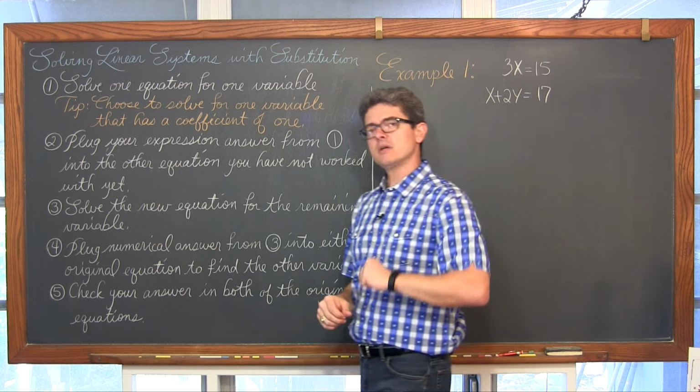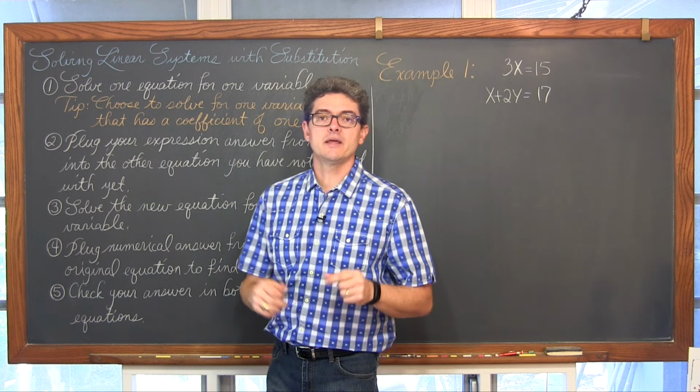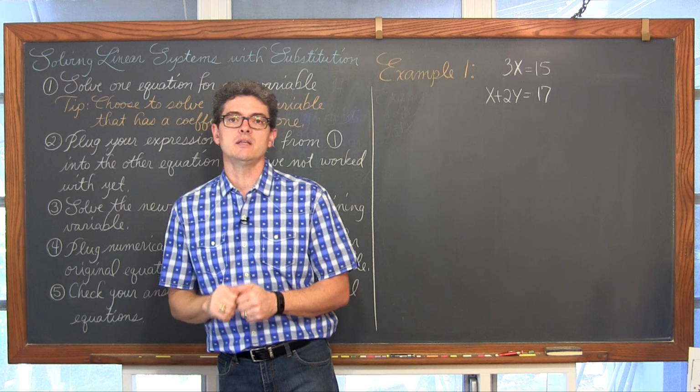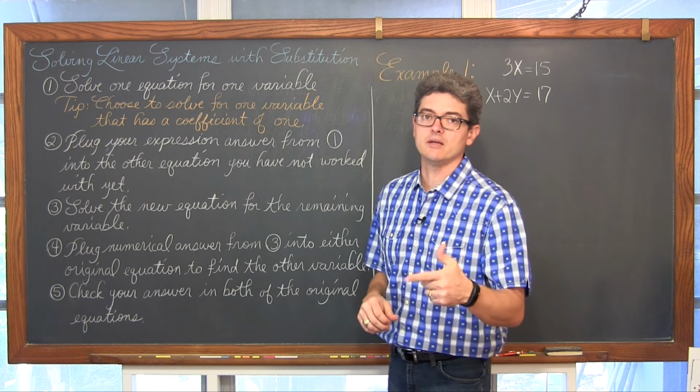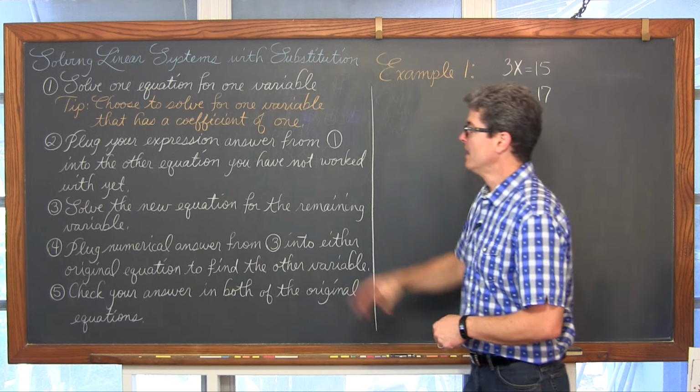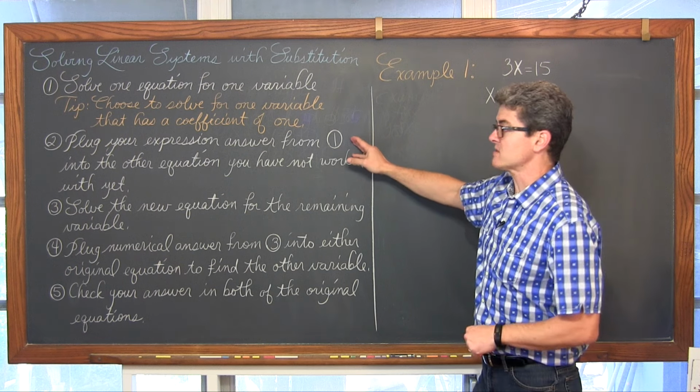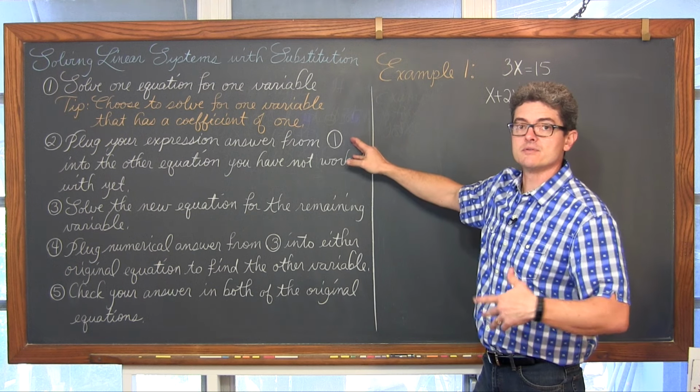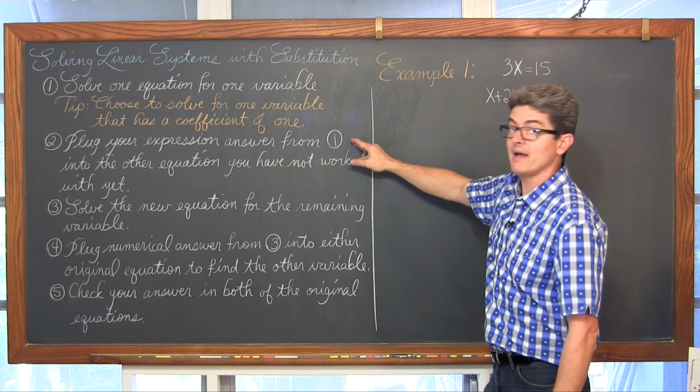If you happen to notice that none of the coefficients are equal to 1, then really the most efficient technique for solving that linear system is going to be the linear combination or the elimination method. But we don't have that in our toolbox yet, so we'll have to do everything with substitution regardless of what's in your homework at this point.